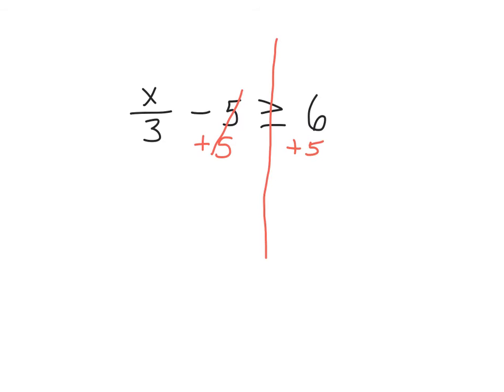The 5s will cancel out on the left-hand side. So when we rewrite, we have x over 3. We do not need to flip like we saw in the last one because we didn't divide by a negative. 6 plus 5 here gives us 11. Okay, so now we're ready to tackle the 3.